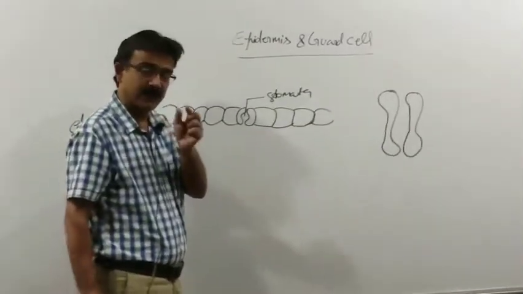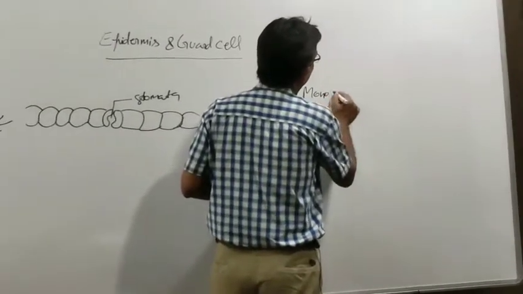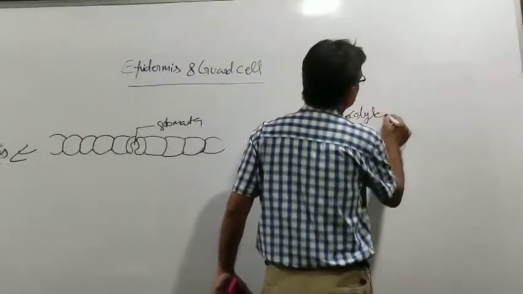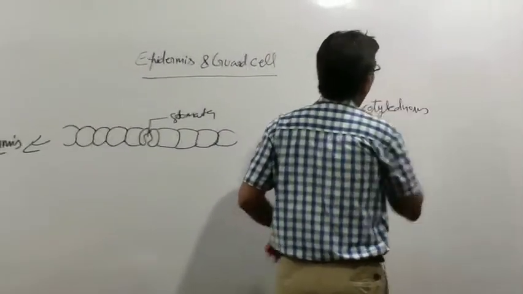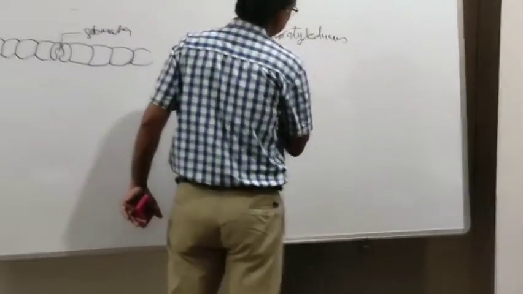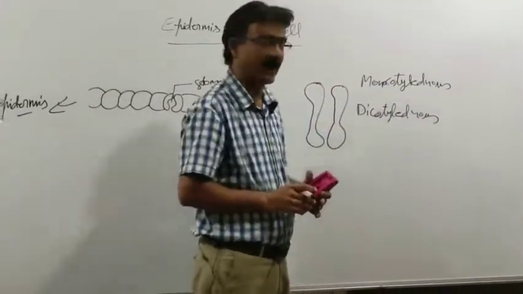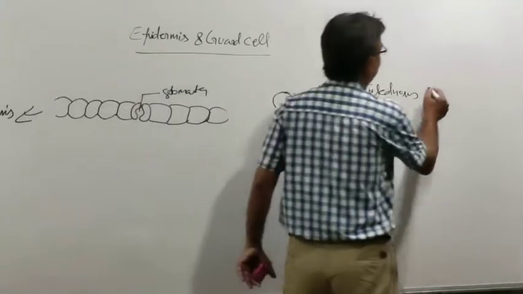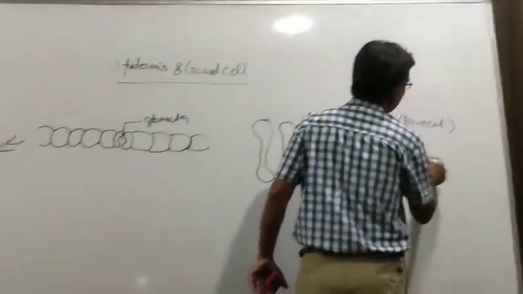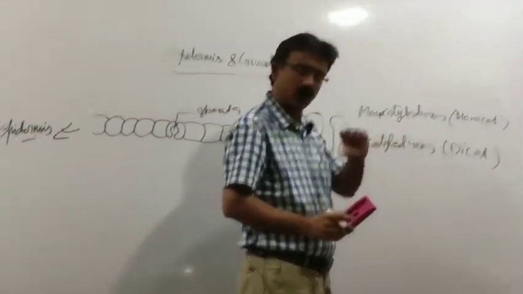What is the difference between monocot and dicot? Monocot plant's full form is monocotyledonous plant, and dicot plant is what? Dicotyledonous plant. In short they are referred to as monocot and dicot. What is the difference between monocot and dicot?